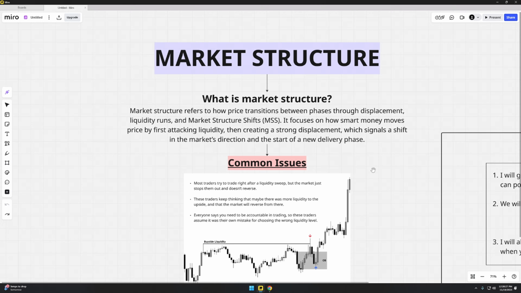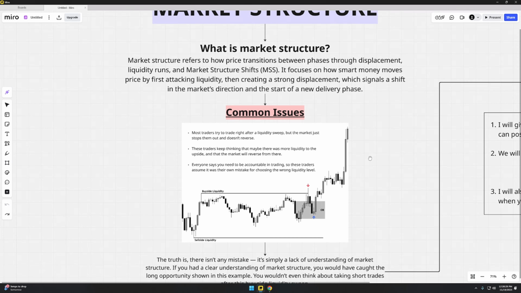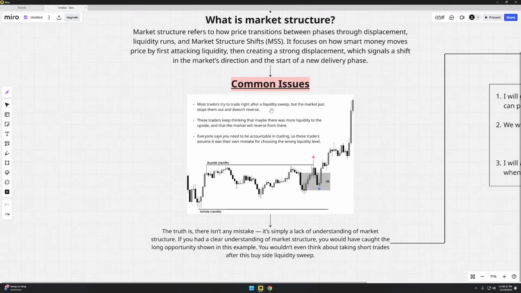But the common issue here is most traders try to trade right after a liquidity sweep, but the market stops them out and doesn't reverse. These traders keep thinking that maybe there was more liquidity to the upside and that the market will reverse from there. Everyone says you need to be accountable in trading, so these traders assume it was their own mistake for choosing the wrong liquidity level, but in reality, it isn't.